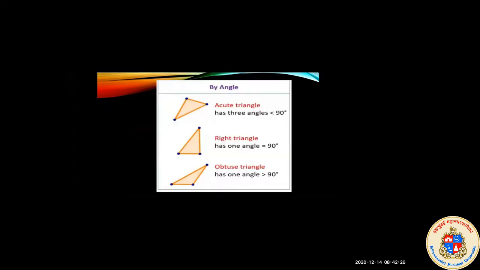So tomorrow we'll learn more about it by angles. Okay, acute angle triangles will be less than 90 degrees. Right angle means one angle will have 90 degrees and obtuse will be more than 90 degrees. One angle will be more than 90 degrees. So for today this much only. Tomorrow in detail we'll study about angles and their properties also.